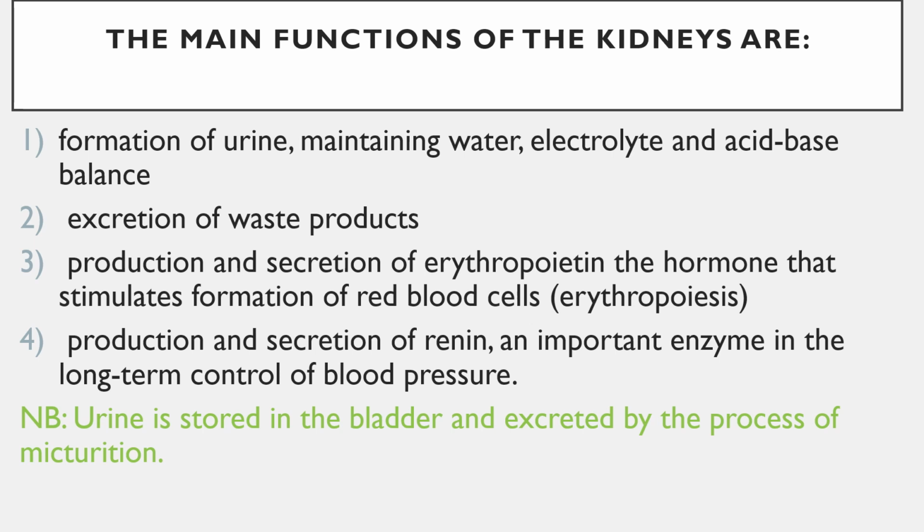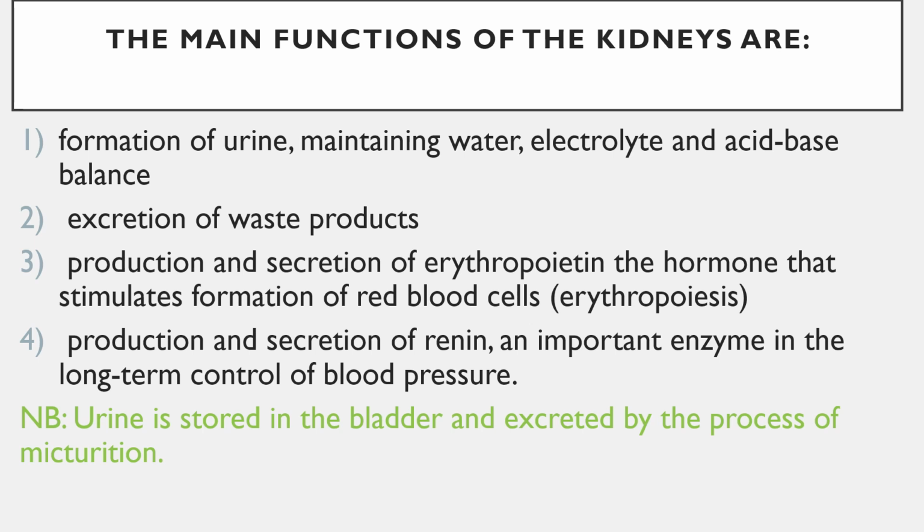So now keep it in mind. We said formation of urine, maintaining body water. The second one we said it excretes waste products. The third one we said produces the hormone called erythropoietin. Then the last one produces and secretes renin, which is an important enzyme. I'm sure you've learned about enzymes. So, an important enzyme in the long-term control of blood pressure.